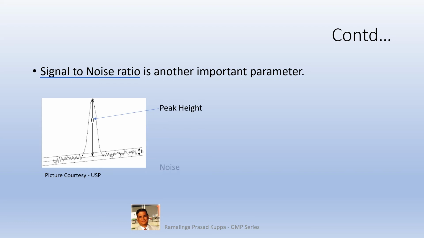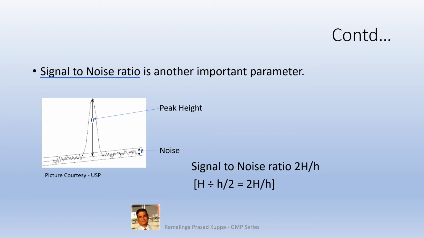This is the peak height. This is the noise height. Signal to noise ratio is calculated as 2h by h. This is derived like this. In fact, the signal to noise ratio is signal height divided by the noise height. But if you see, the noise is divided into two halves from the central line. So the calculation will be like this: H divided by half h, that is equal to 2H by small h.